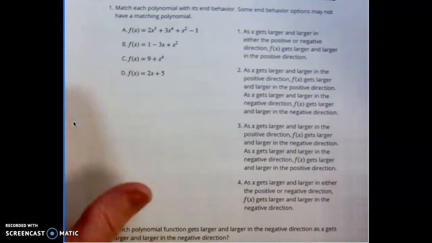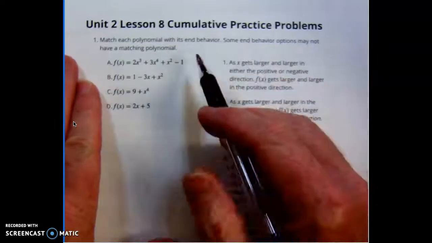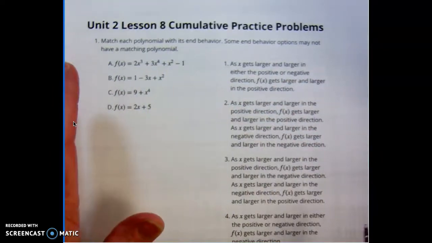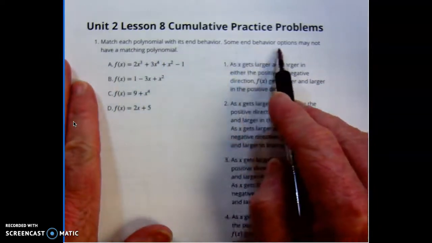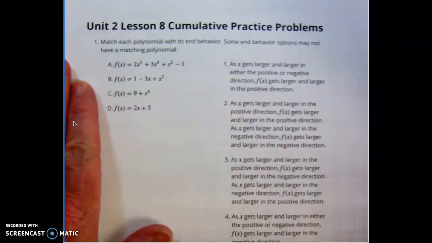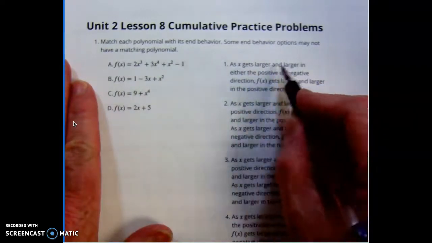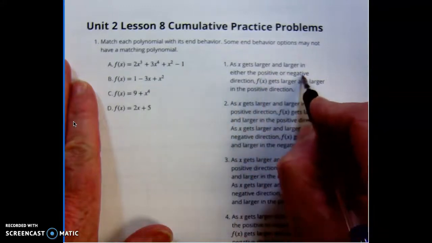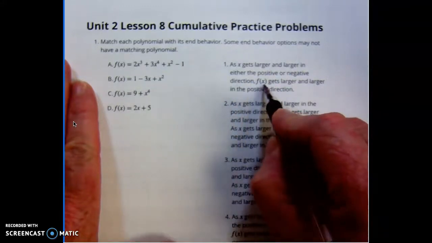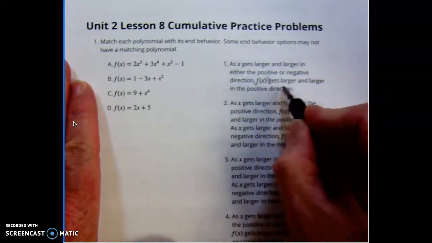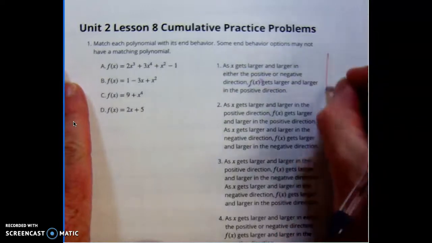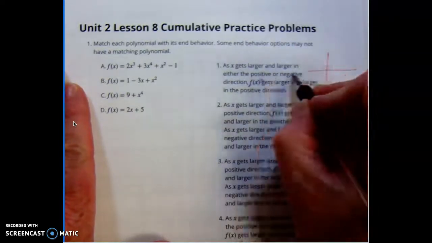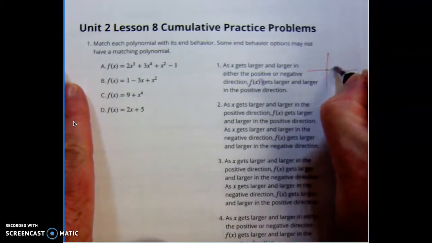Now, I want to use that idea to help us think through this. Okay, this is the first problem on the homework for 8, and you'll see this when you get there. It says match each polynomial with its end behavior. Some end behaviors may not have a matching polynomial. So as x gets larger and larger in either the positive or the negative direction, f of x, that's the same thing as y, gets larger and larger in the positive direction. That means if I make a quick sketch, as I go left or right, it goes up. So something like that.